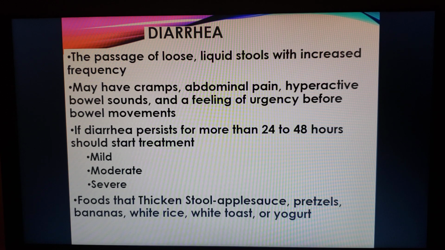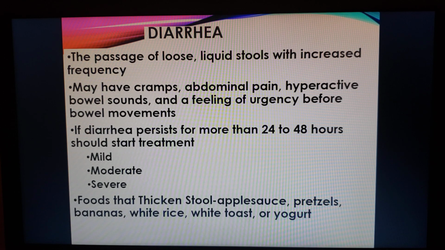Now, if a patient has mild diarrhea, that's diarrhea less than 24 hours, we don't implement treatment. If the patient is determined to have moderate diarrhea, so 24 to 48 hours of diarrhea, then we're going to implement a clear liquid diet. And then for severe diarrhea, when the patient has had diarrhea longer than a few days, then the doctor may order the patient to be NPO, to rest the gut completely.